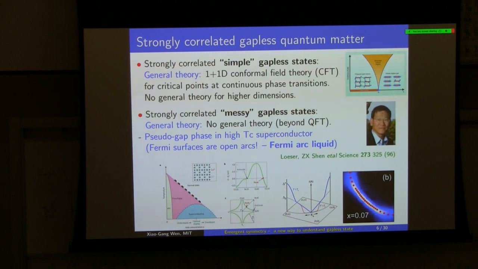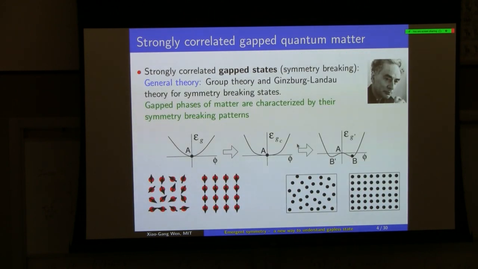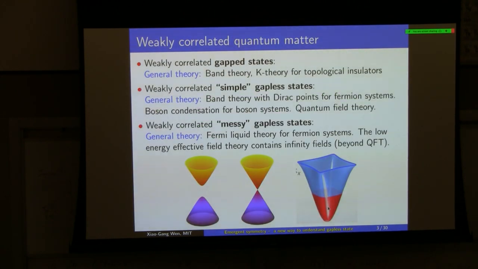But if you don't have a general theory, you may say, oh, these things don't exist. But actually, in a high-T superconductor, there's a pseudo gap phase. That suggests that maybe such a thing does exist. And this is characterized by the Fermi arc. Usually for the Fermi liquid theory, we've got a region which is filled by electrons, the other region is unfilled in the Brillouin zone. Then the boundary between these two regions is a Fermi surface, which always forms a loop or closed surface. So a Fermi surface should always be closed with no boundary.